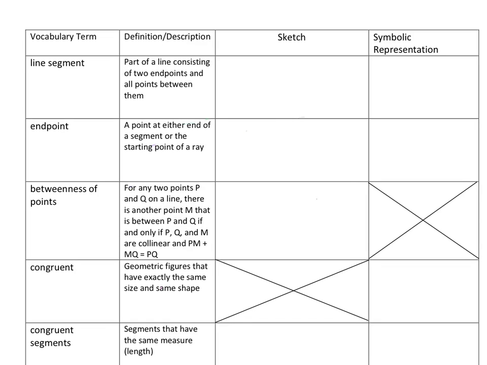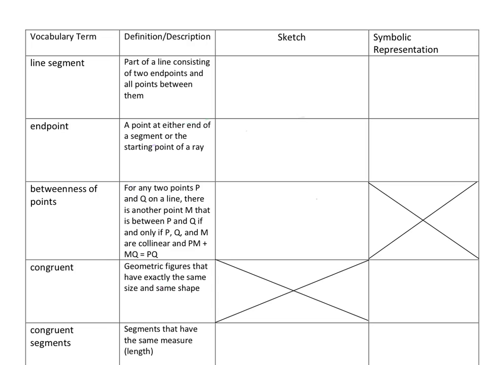We are on the second page of your vocabulary chart. Our focus today is going to be with line segments. So our first definition today is that of a line segment. Notice it says it's a part of a line consisting of two endpoints and all points between them. So a segment is a portion.